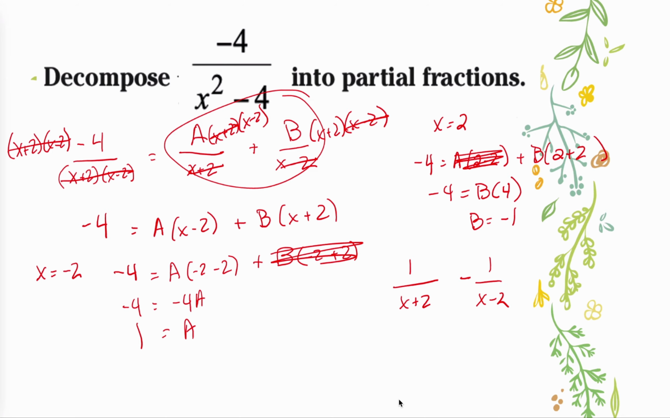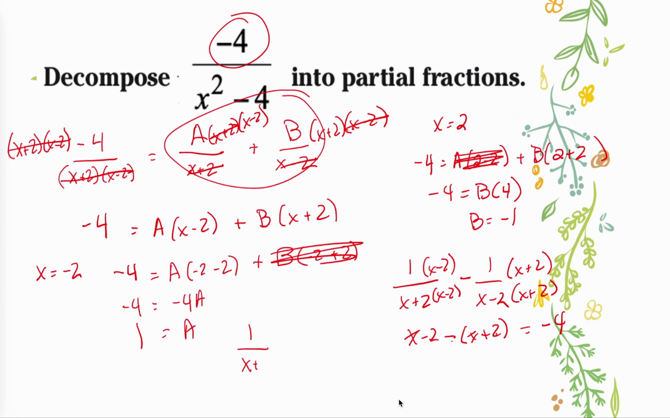And then we check our work. We're going to multiply this by (x + 2)/(x + 2), and this by (x - 2)/(x - 2). And this is x - 2 - x - 2, which is -4. We get 1/(x + 2) - 1/(x - 2), and that is our answer.